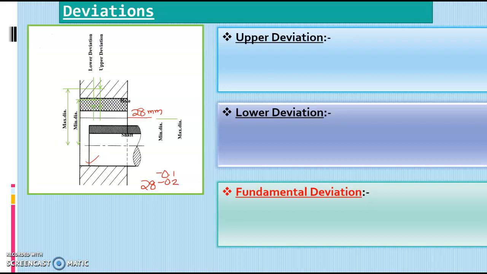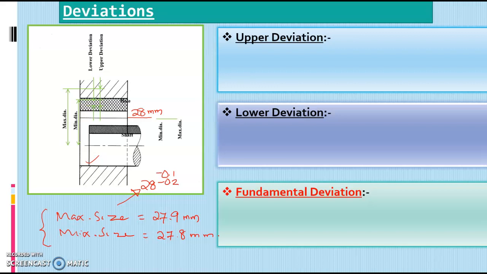First we need to write the maximum size of the shaft and the minimum size of the shaft. From this dimension, the maximum size of the shaft is equal to 28 minus 0.1, so that is 27.9 millimeter, and the minimum size of the shaft is 28 minus 0.2, so that is 27.8 mm. Since these two values are known, now we can find the upper deviation and lower deviation.